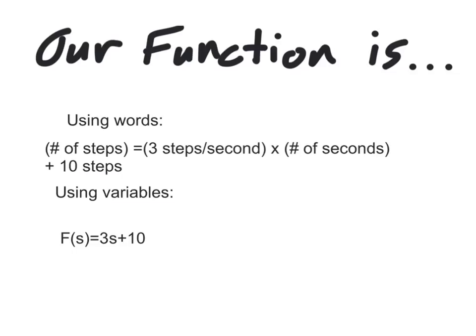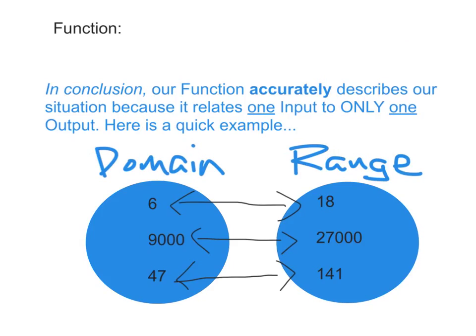Our function is number of steps equals 3 steps per second times the number of seconds plus 10 steps. So, using variables, our function would be f(s) equals 3s plus 10. In conclusion, our function accurately describes our situation because it relates one input to only one output.